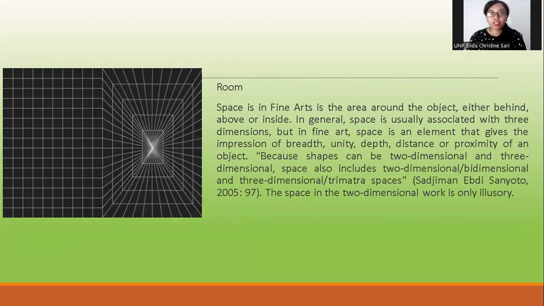How about space? In fine art, space is the area where an object is behind, above, or inside, or generally because the shape can be two-dimensional or three-dimensional. Space is also called trimatra, or three-dimensional.